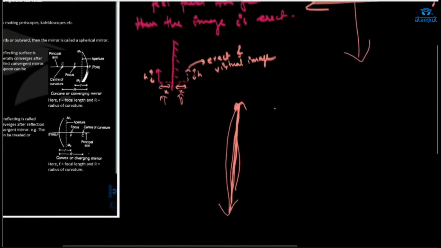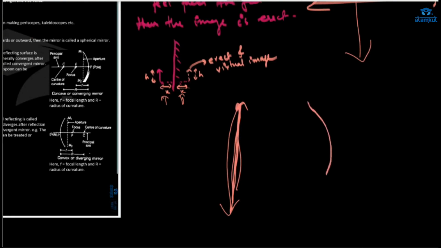When we draw a spherical mirror, it forms a part of some sphere, right? A spherical mirror is just a part of a sphere, and a sphere or circle always has a center. The distance between the center and the mirror is called the radius. Half of the radius is our focus, and this distance is called the focal length.